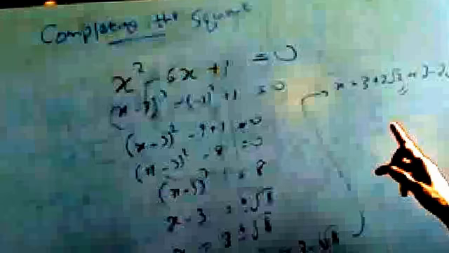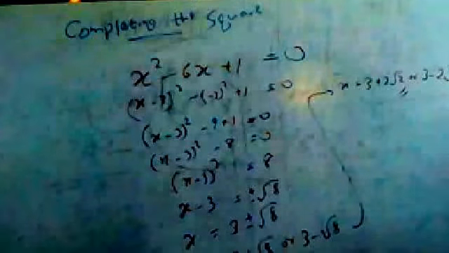So x equals, if you take this 3 to this side, it becomes plus 3 plus or minus root 8. So that is x equals 3 plus root 8, or 3 minus root 8. If you want, you could actually write this as x equals 3 plus 2 root 2, or 3 minus 2 root 2, because the square root of 8 is 2 root 2 in surd form. Okay, so that's how you solve a quadratic equation by completing the square.